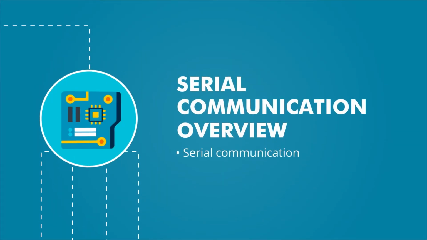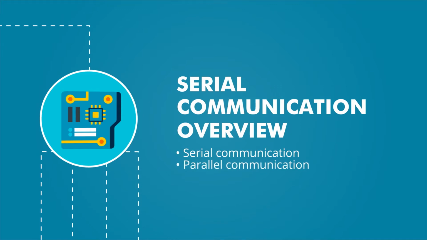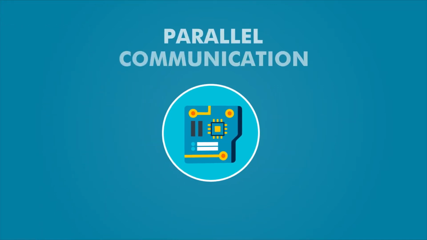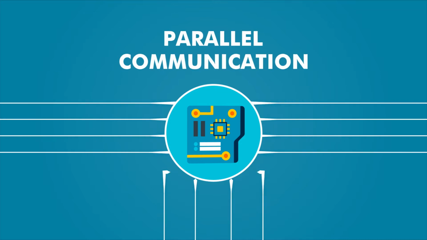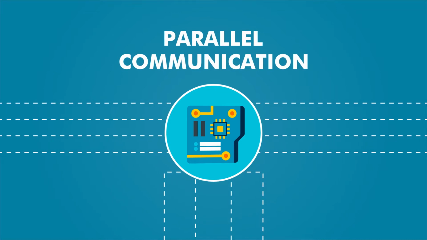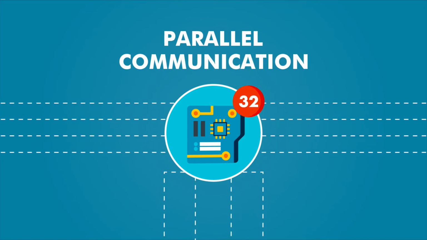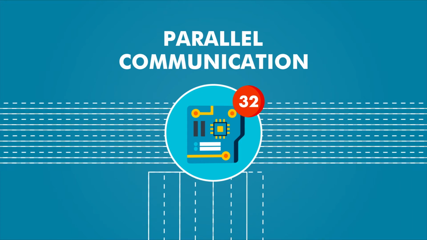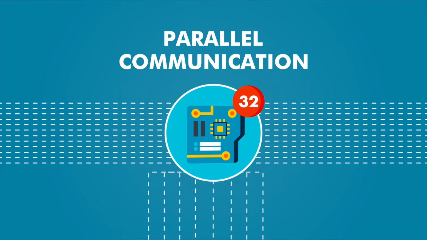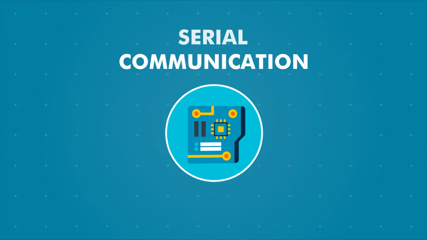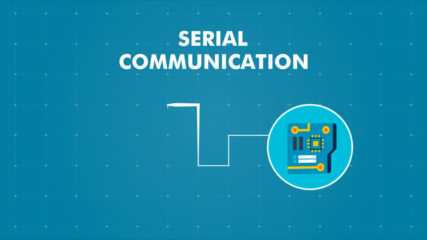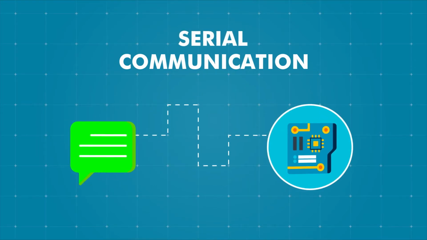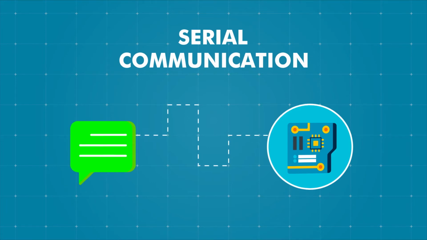Serial communication differs from parallel communication. In parallel communication, all the bits in a digital word are transmitted at the same time. So for a 32-bit word, you'd need 32 wires, which adds up to a lot of wires. Another way of transmitting a digital word is through what's called serial communication, where you send one bit at a time and you need far fewer wires.